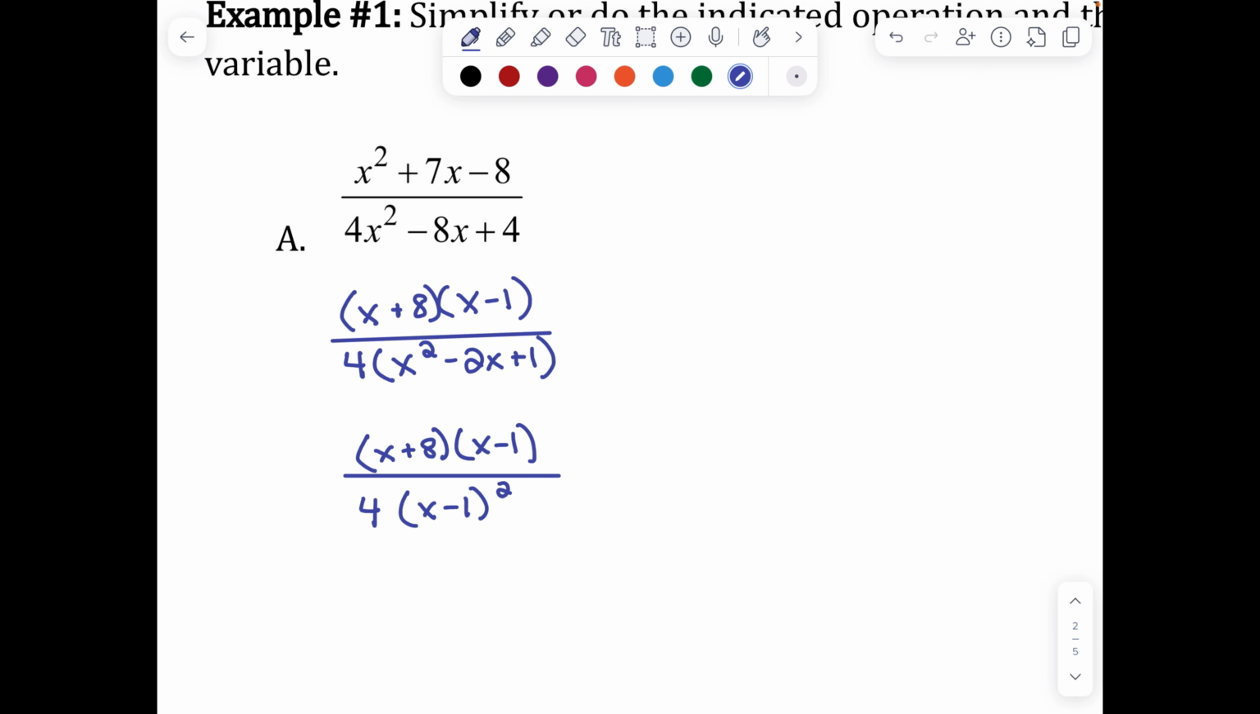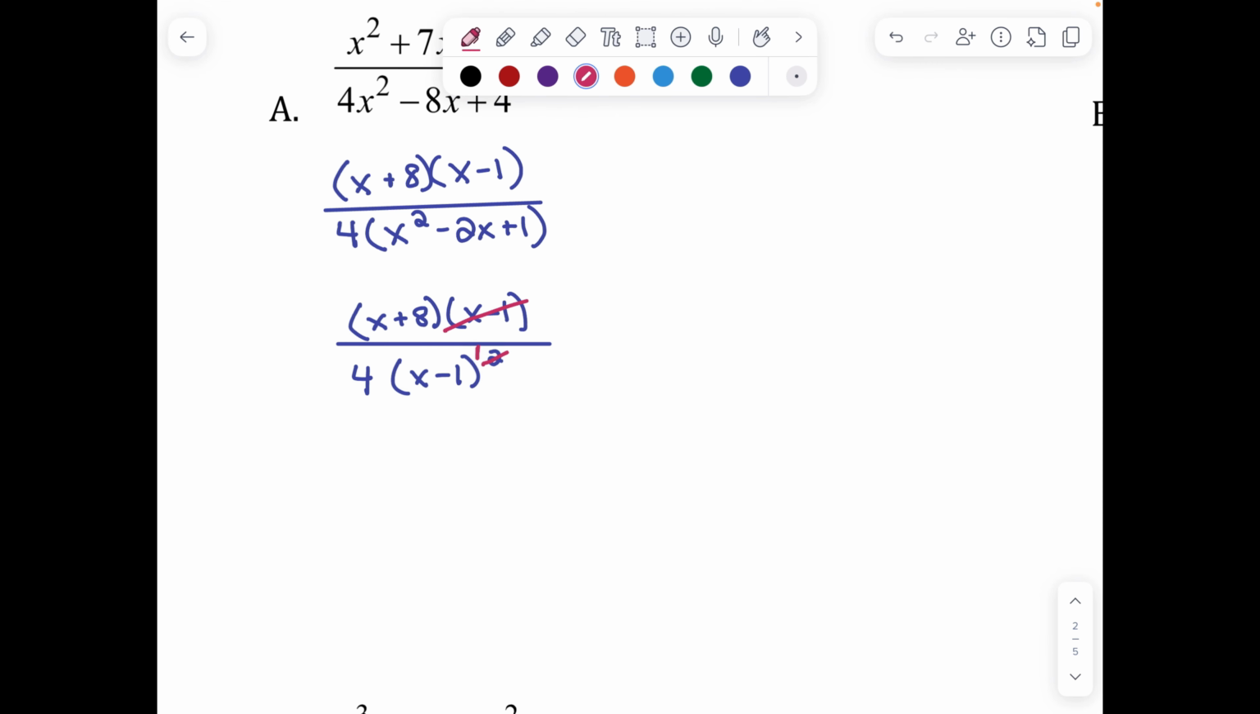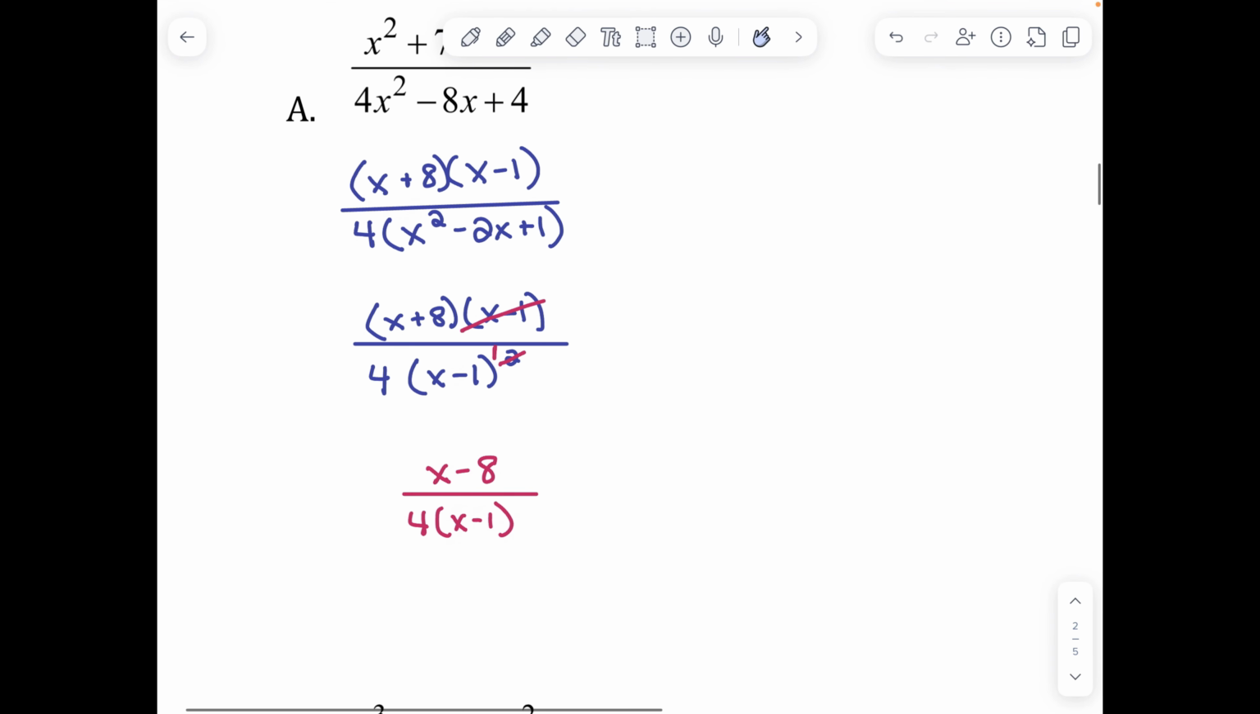So now that I have it all factored, we're going to go ahead and simplify. So I see that I can simplify an x minus 1 and an x minus 1. So we're just changing this to an exponent of 1 instead of 2. So our final answer is just x plus 8 over 4 times x minus 1. Our restriction, we have to just look at our denominator. So looking at this denominator here is going to give me x cannot equal 1.